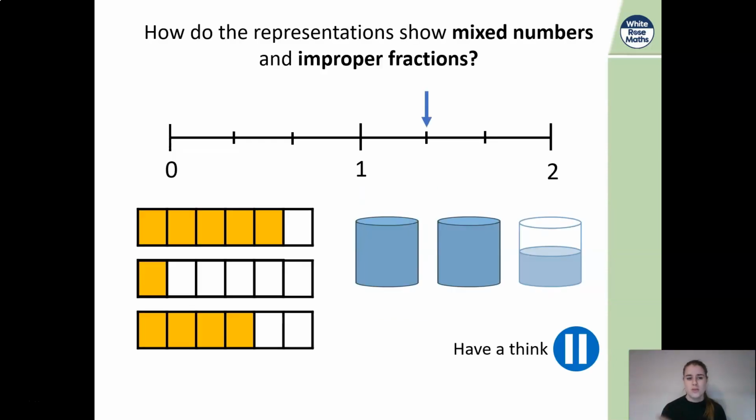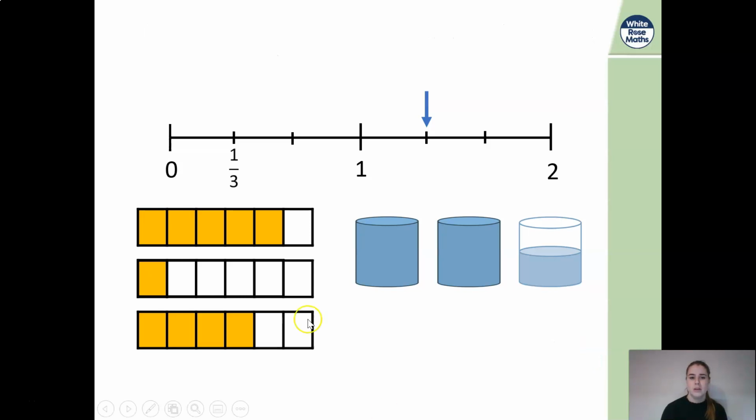So just pause the video and have a think. How do these representations show mixed numbers and improper fractions? What could our fractions and whole numbers be? For the first one here, we can see the gaps as being 1, 2, 3. So we need to have them split into thirds. We have 1/3, 2/3 and a whole. Then we've gone past the whole and an extra third. We still have the original whole, but now we've got an extra third, so we've gone to 4/3. That one there is 4/3, and that's the same as saying 1 and 1/3.